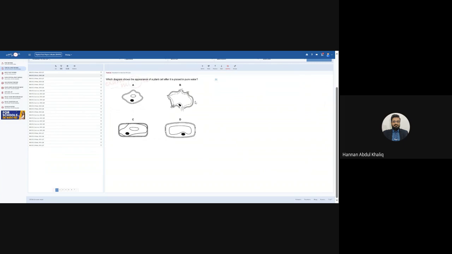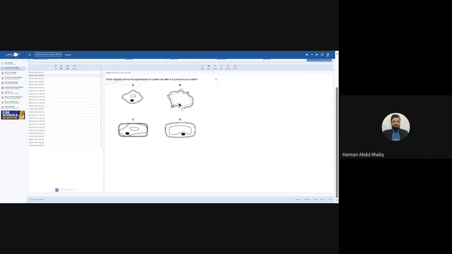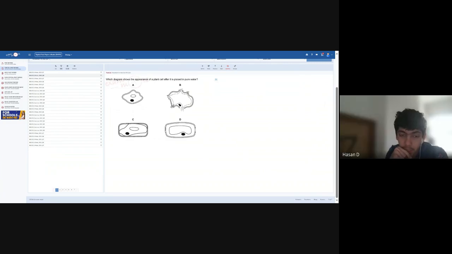Let's see what we can see over here. Okay, so it has to have its upright posture. So I'm not sure between C or D. Okay, why are you not sure? I think it's D because D is maintaining its posture, right?